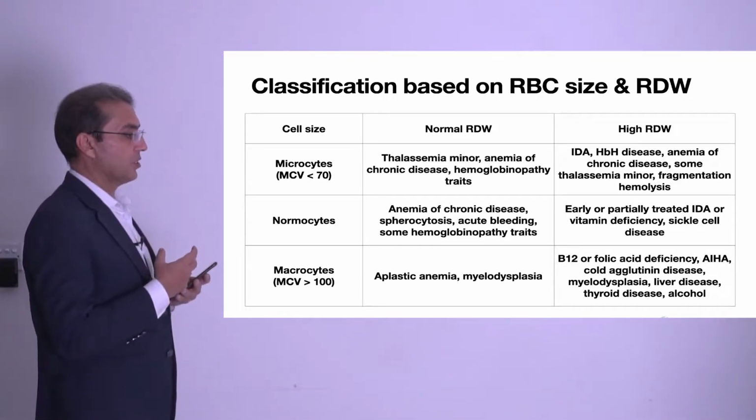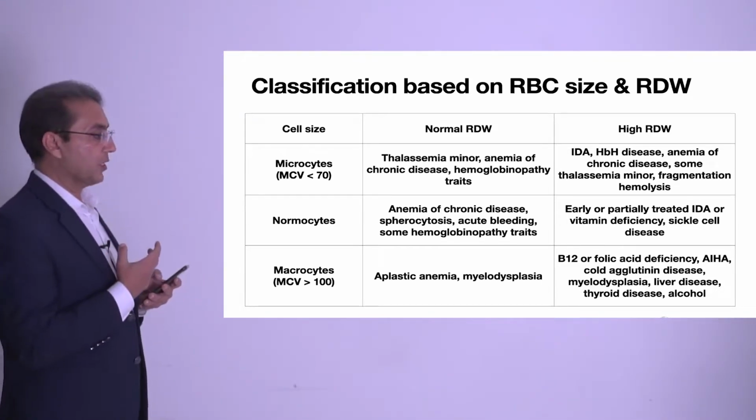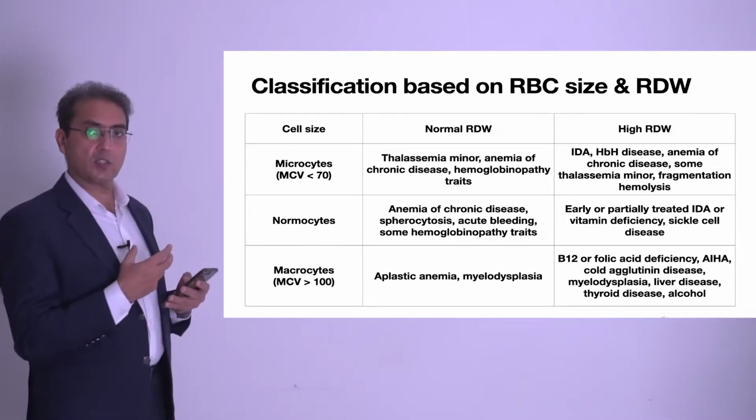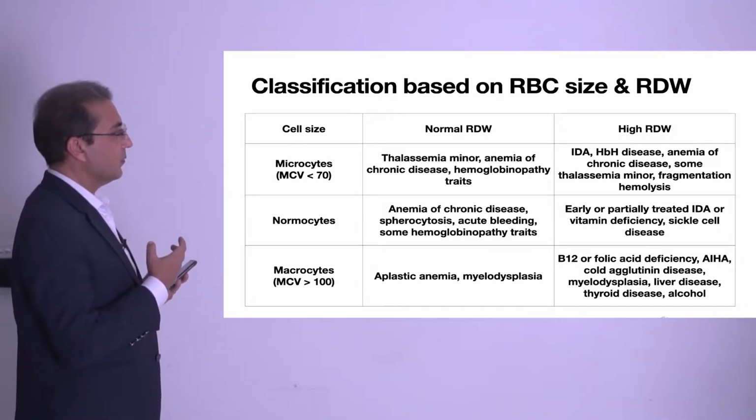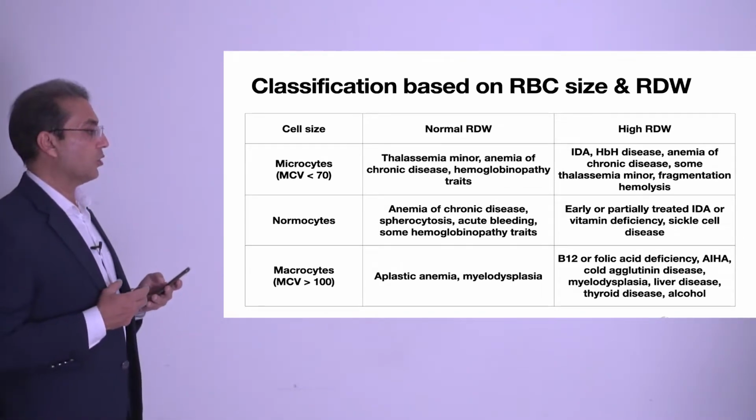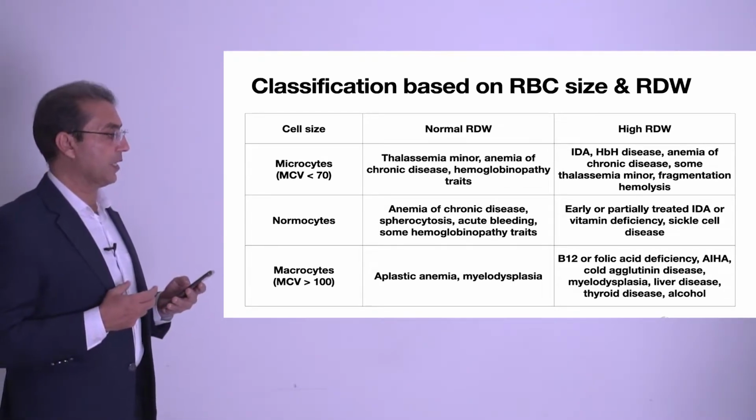And patients who have macrocytes with high red cell distribution width, this can be B12 or folic acid deficiency anemia, autoimmune hemolytic anemia, cold agglutinin disease, myelodysplastic syndrome, liver disease, hypothyroidism, and chronic alcohol use that is causing large cell anemia.